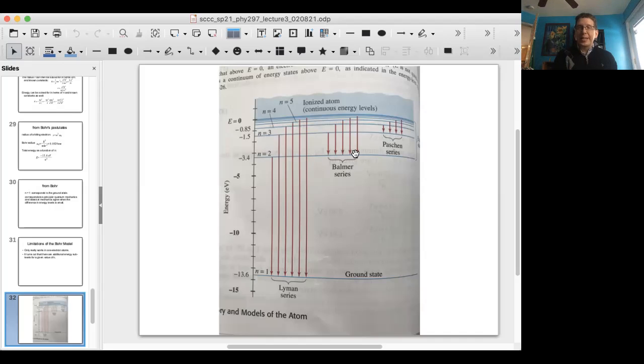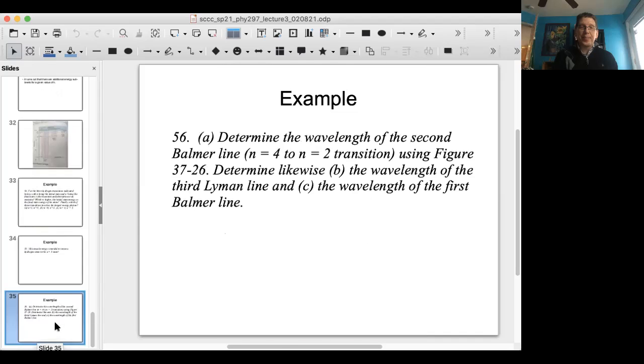The Balmer lines are what we can see visibly. You can detect the lines in the Lyman series with a suitable detector for ultraviolet radiation, but we cannot see the Lyman series. So that's chapter 37. And that brings us to chapter 38, which is the Schrödinger equation and quantum mechanics.